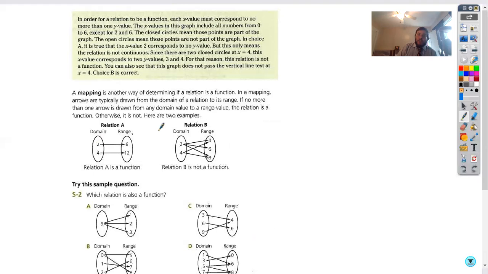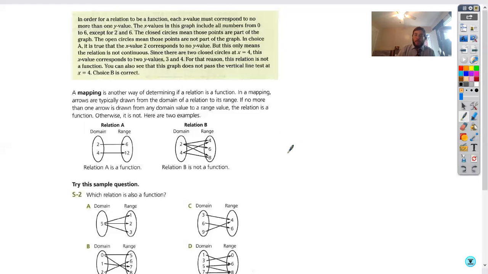So now we'll skip down to here where it says mapping. A mapping is another way of determining if a relation is a function. In a mapping, arrows are typically drawn from the domain of a relation to its range. If no more than one arrow is drawn from any domain value to a range value, the relation is a function. Otherwise, it is not.